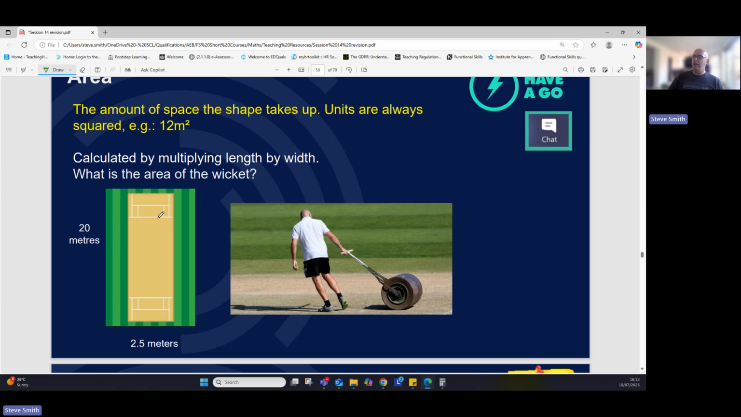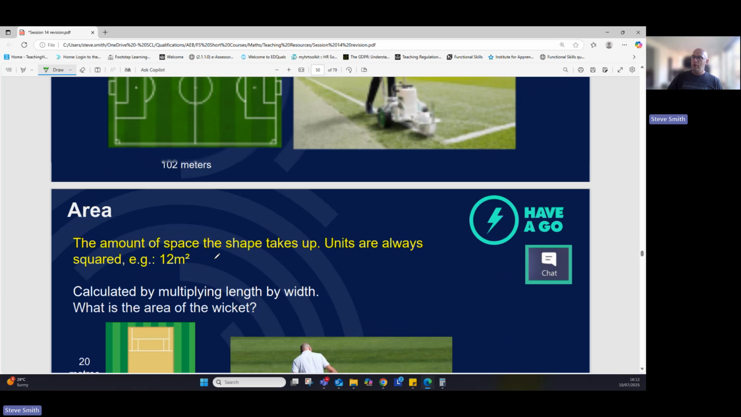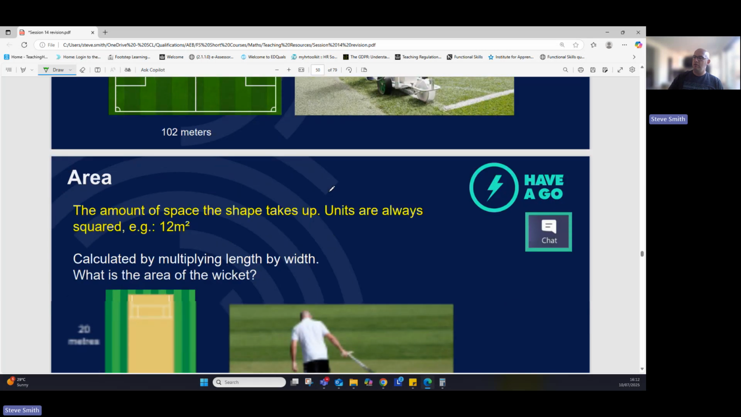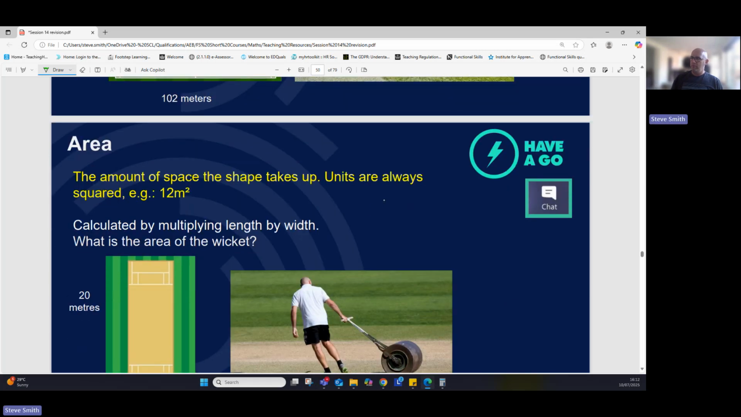But for linking it to more visual things, the area of the cricket wicket here is the yellow or the strawberry coloured part, whereas the perimeter of the football pitch is walking right around the outside. And the difference between the two is, for perimeter, we add, and for area, we multiply. And that's the difference. You've got the same numbers.